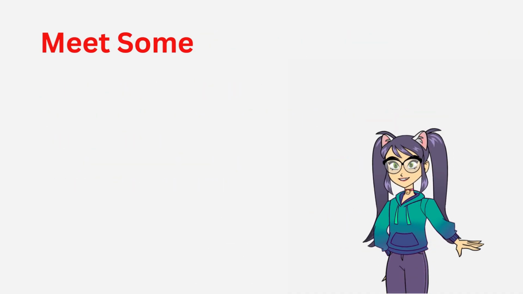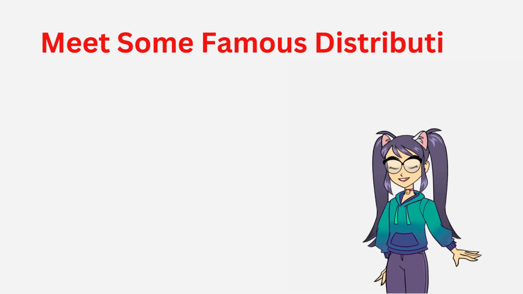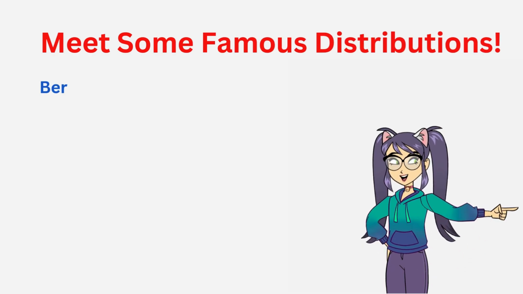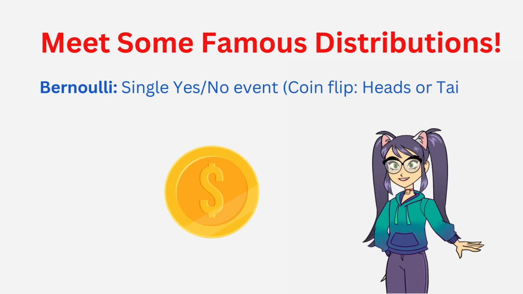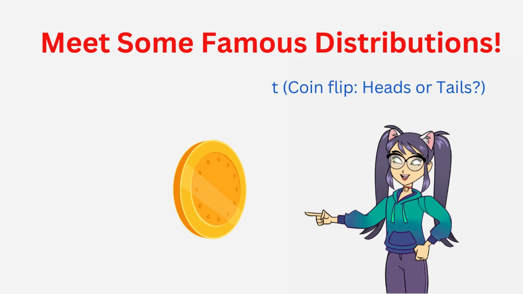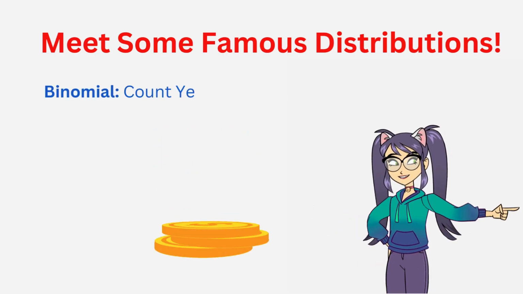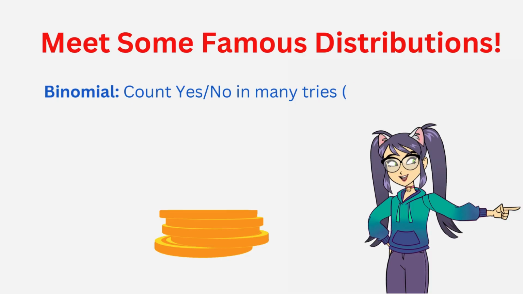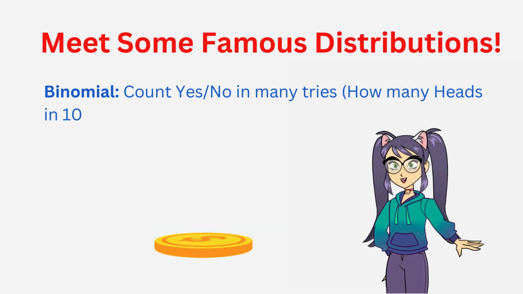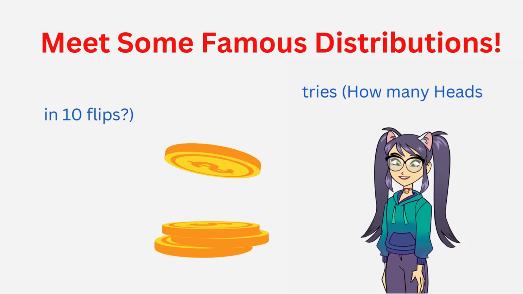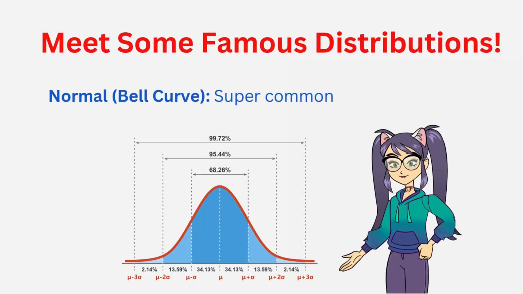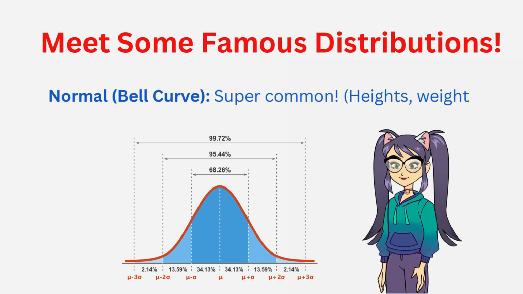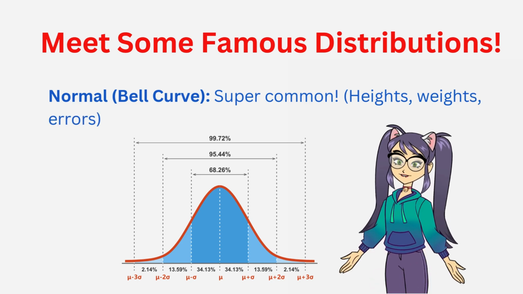There are lots of different shapes these distributions can take, depending on what we're looking at. You'll often hear about the Bernoulli distribution. That's just for a single event with 2 outcomes, like one coin flip, heads or tails. Then there's the binomial, which counts how many successes you get in a fixed number of tries, like how many heads you get if you flip a coin 10 times. And the most famous one is probably the normal distribution, that classic bell curve shape. Lots of things in nature, like people's heights or measurement errors, tend to follow this pattern.